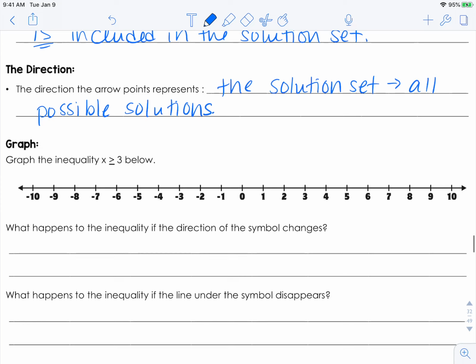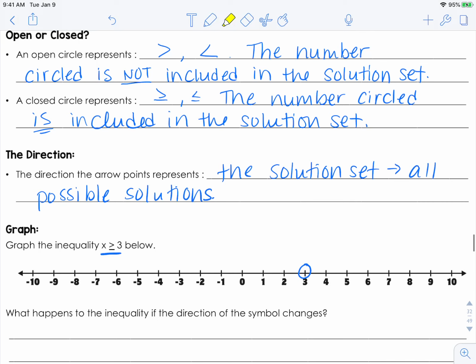So let's look at this inequality right here. We're given x is greater than or equal to 3. So we're going to come to 3 and put a circle. And then I'm looking at my symbol, and it's greater than or equal to, which is right here. So I know I'm going to have a closed circle. So I'm going to come back and close the circle in. And since x is greater than or equal to, that means my answers are going to be anything greater than, bigger than, larger than, to the right of 3. So this is how you would graph this inequality. And what this means is any number 3 or higher, or greater or larger, is a solution to this inequality.